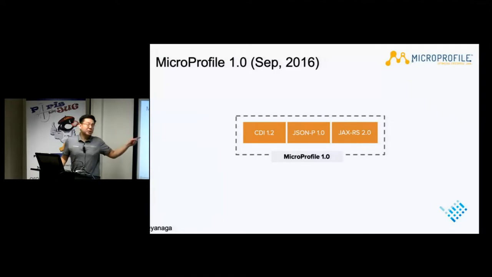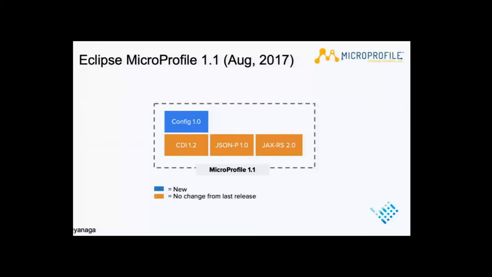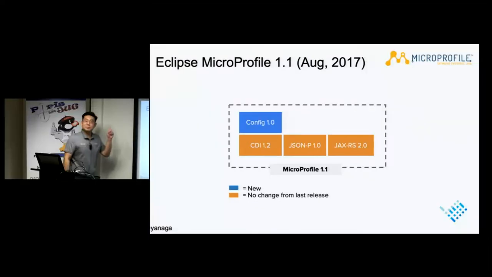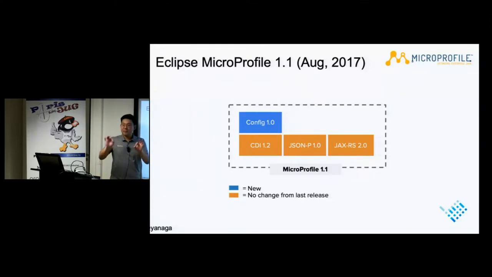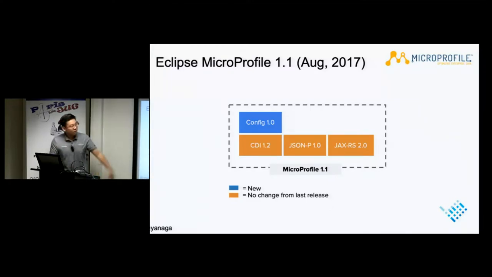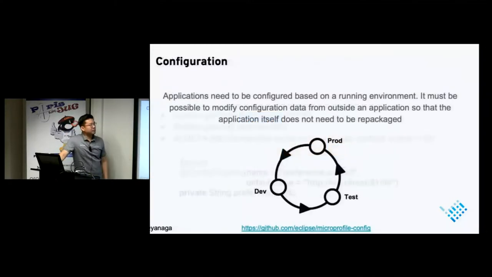And after this release, it took them almost a year to release version 1.1 with the first new specification. So MicroProfile Config was the very first specification that was created inside the MicroProfile umbrella, but the other ones didn't change, because they spent almost 2 years writing the documents for the organization. And now that we have Config, which I show with coding, so let's skip that.